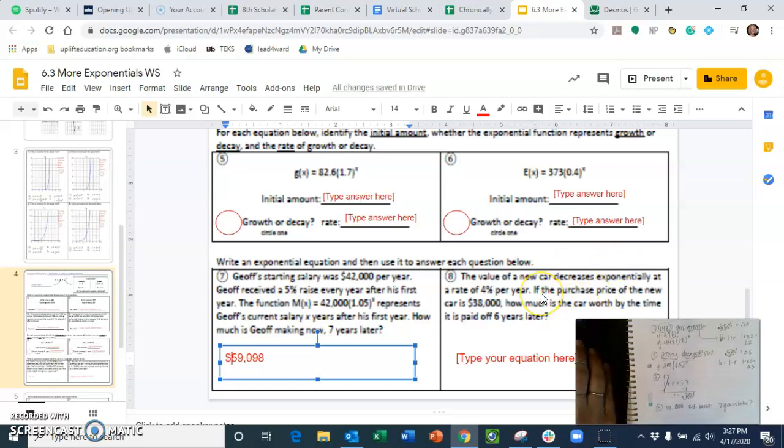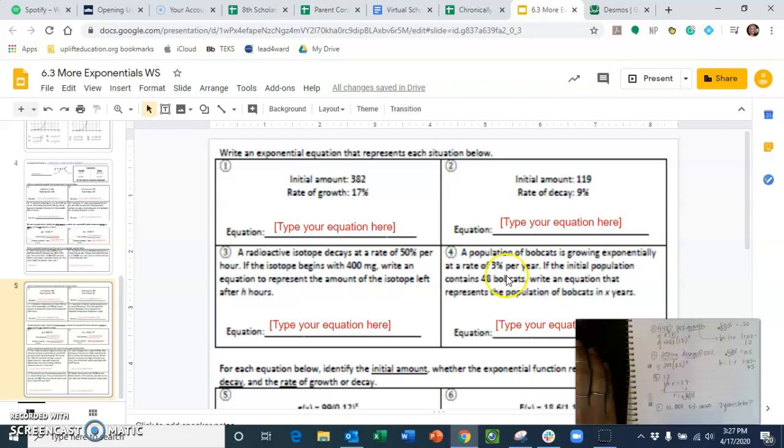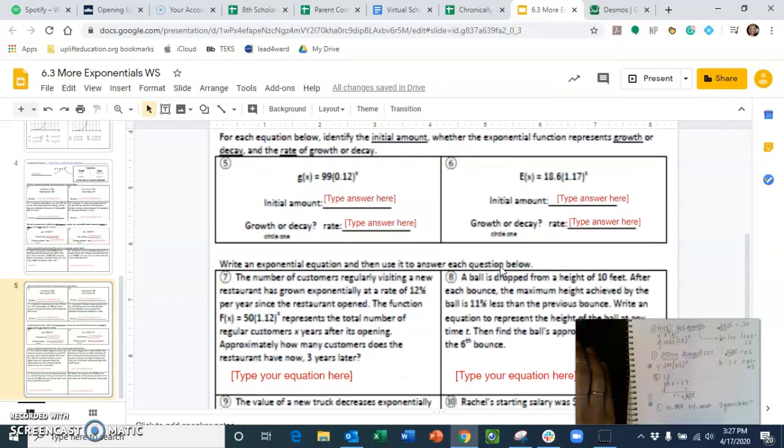Okay, and you guys will do number 8. And we're going to keep doing these types of equations onto this next page.